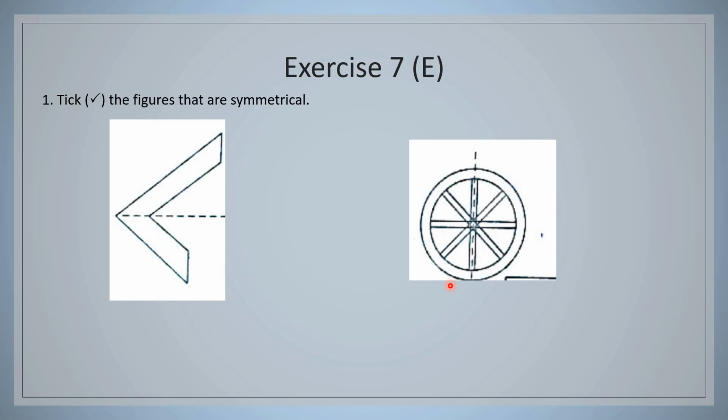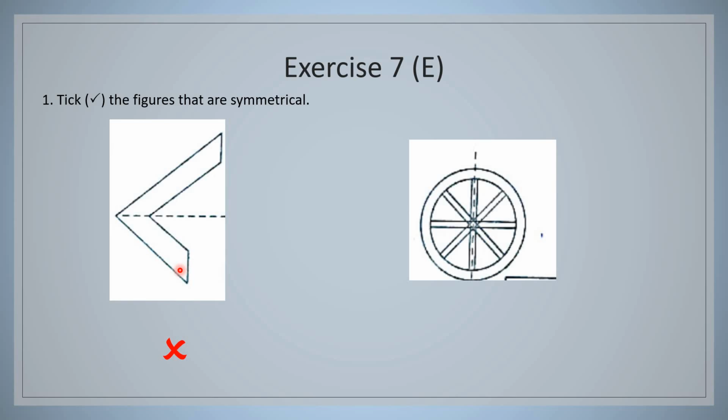Okay, so let's have a look at the first figure here. You can see, when you draw a line of symmetry, this side is a bit longer and this side a bit shorter. So this is not symmetrical. So you cross mark. Why? Because this side is a bit longer and this side is a shorter one. So this is not symmetry. As I said, symmetry should look the same on both the sides. This doesn't look the same.